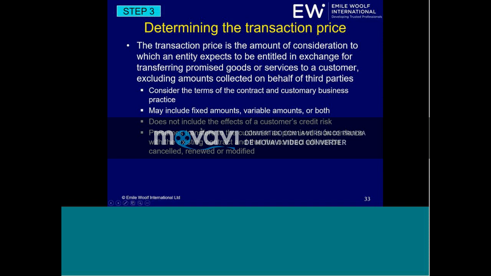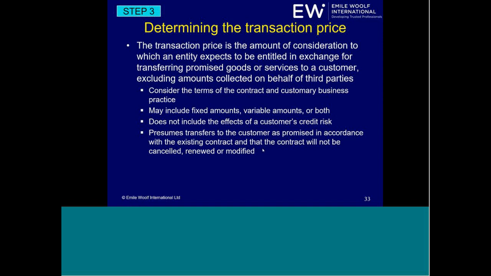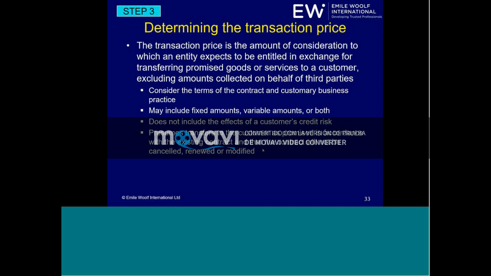In order to compute the transaction price, where there are variables at stake, there are assumptions. And the presumption is that the process will follow in the way that the contract describes it. The contract, therefore, will not be cancelled or renewed or modified in some way.